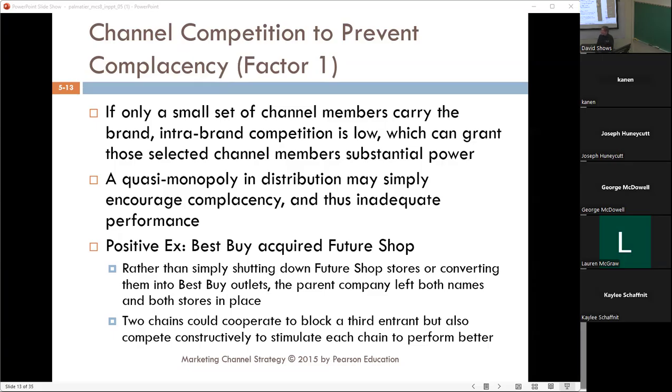And so the example they have here is Best Buy bought a smaller company called Future Shop. And so what they did is that they left both names in both stores in place so that they could, in essence, compete against each other.